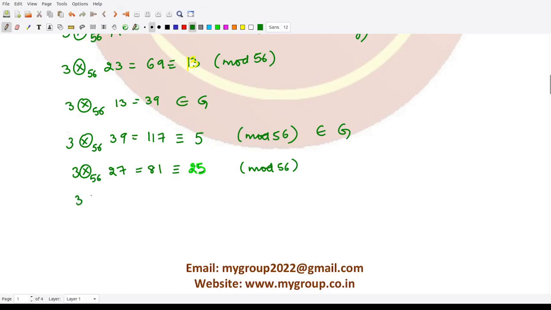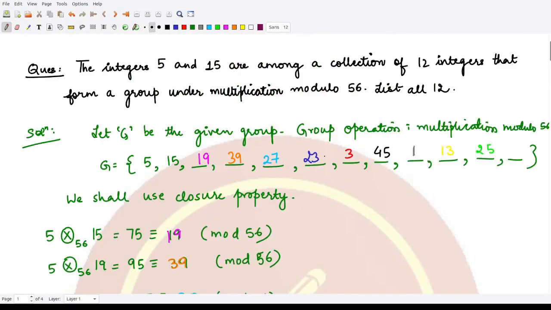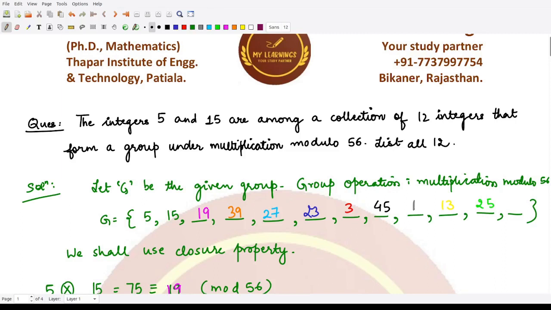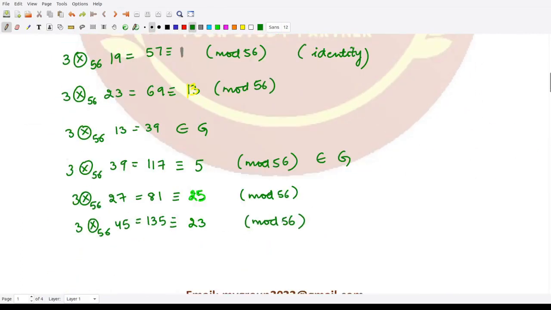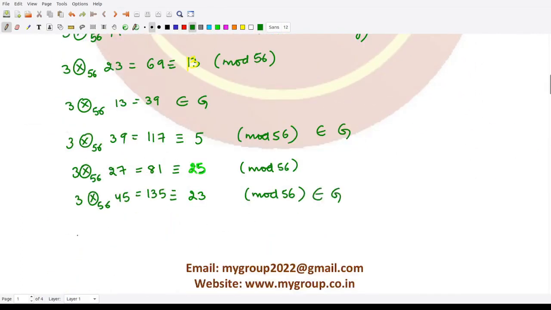So we can compute it with 45. So when you multiply 3 with 45, you have 135 here, which is equivalent to 23 mod 56, correct? So what is 23 mod 56? So you can very clearly see it is already present within your group, right? 23 is already present here. So we will not take this element, so that means we would have to repeat our calculation. So this is not what we are seeking.